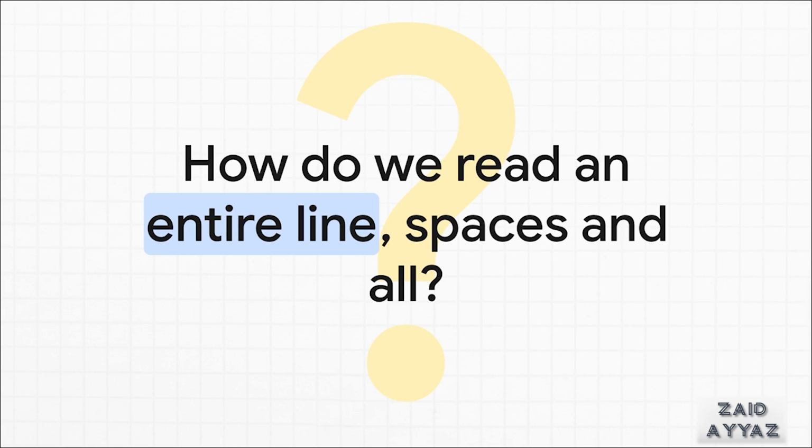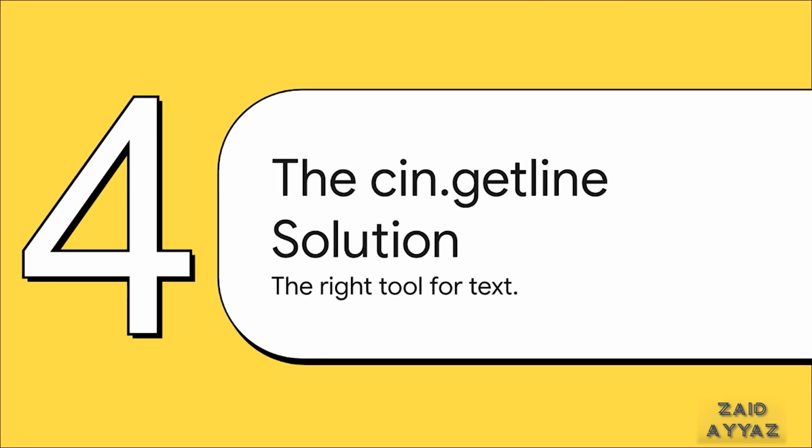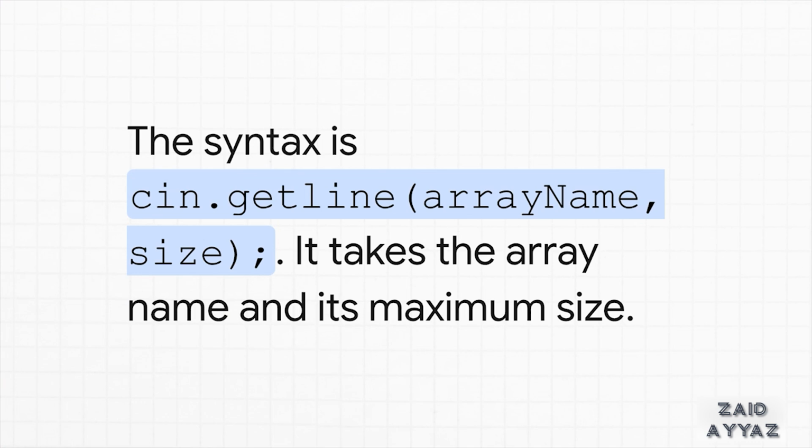There has to be a better way, right? And there is. Meet your new best friend, cin.getline. This is the specialized tool built for exactly this job. It's designed to grab an entire line of text, and it's going to solve our little problem for good. And the syntax is super clean. You just call cin.getline and give it two things. First, the name of the array you want to save the text in, and second, the size of that array so it knows when to stop and not overflow.